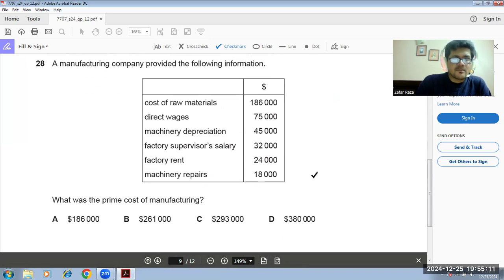Okay. A manufacturing company provides the following information. What was the prime cost? Prime cost means cost of raw materials and direct wages. So 186,000 plus 75,000. 261,000 is the prime cost. This is the answer.